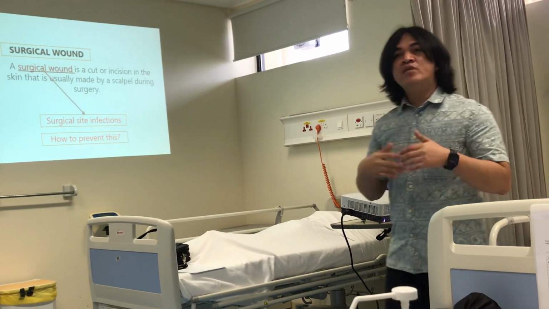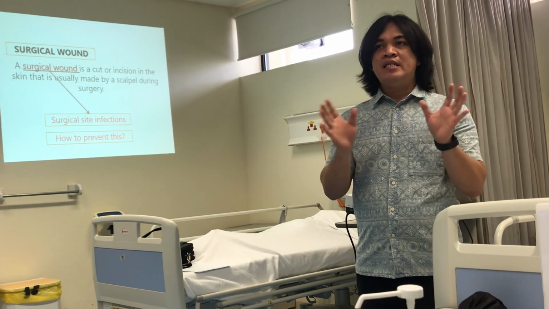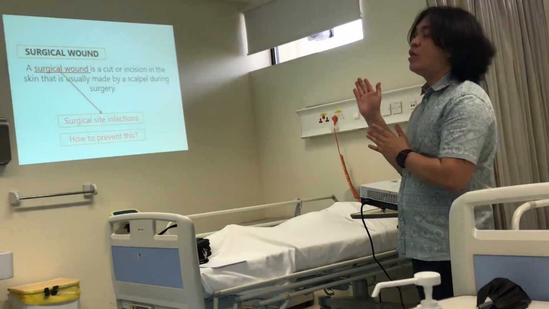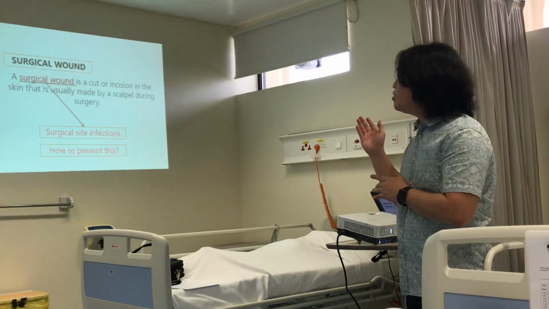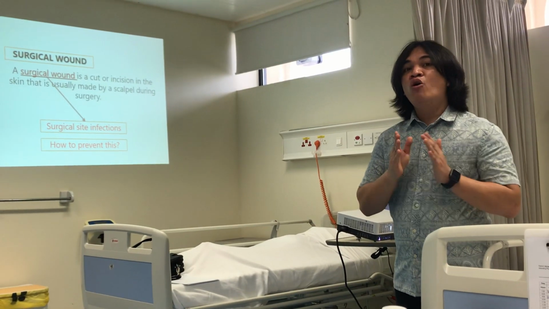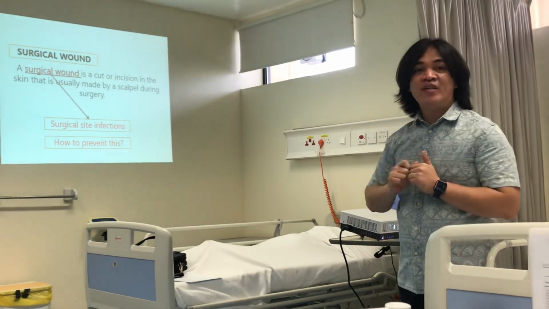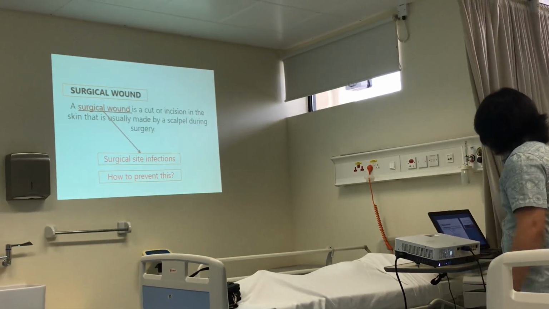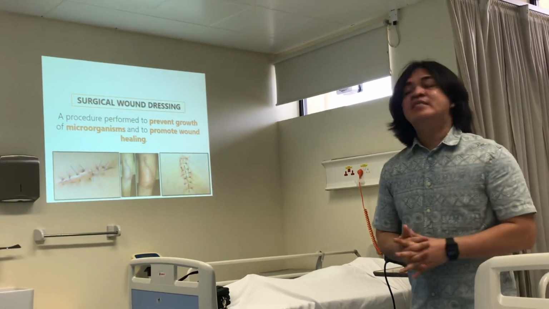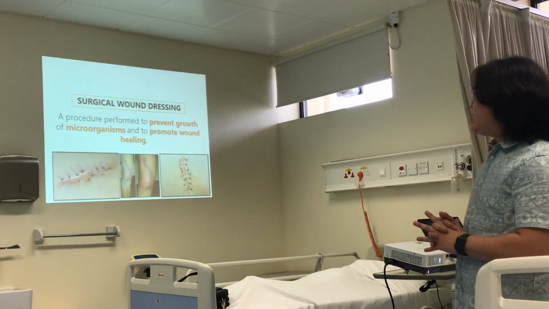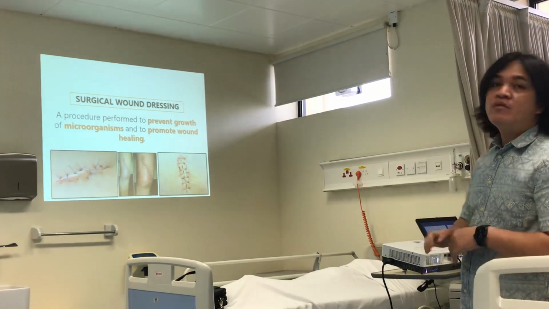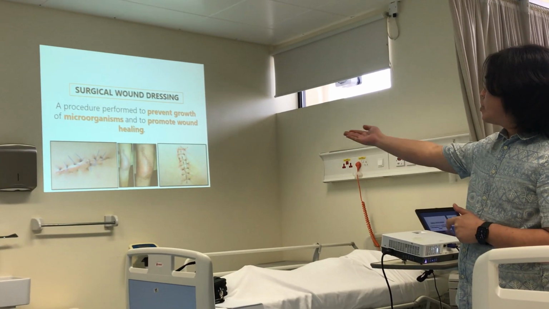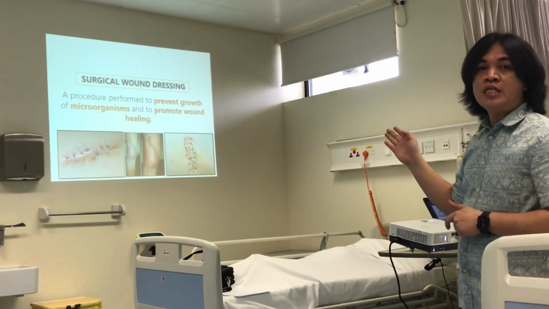Okay, and then after you show them the difference between sterile technique and clean technique, it's time for you to introduce our topic, which is surgical wound. And you start by defining what is surgical wound and what are the complications common to surgical wound, which is surgical site infection. And ask them, how do we prevent surgical site infections? The answer is wound dressing. Okay? And there are 2 reasons why wound dressing is performed: prevent growth of microorganisms and promote wound healing. And they will understand that these are examples of surgical wound that they would see in the hospital.